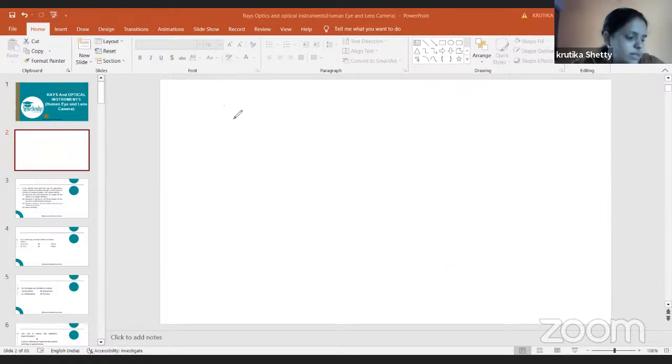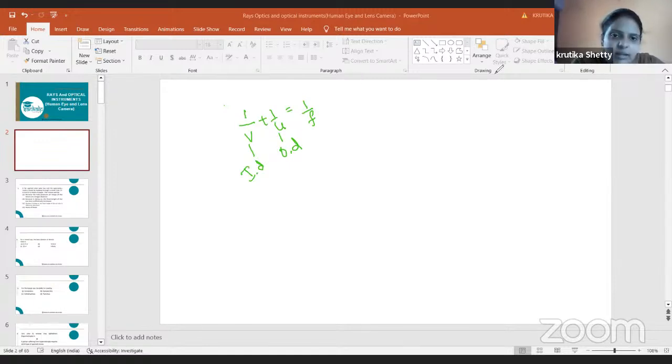So now just highlight points I'll discuss. There is a mirror equation, or the mirror formula, given by 1 by v plus 1 by u is equal to 1 by f. What is f? Focal length. u is the object distance. v is the image distance. So this is called as mirror formula.